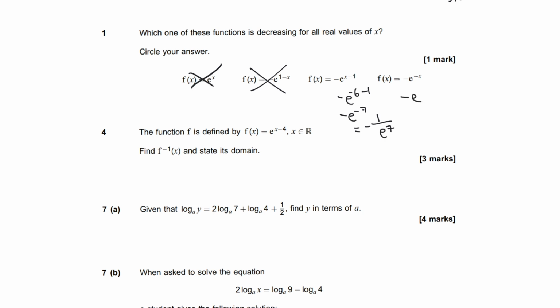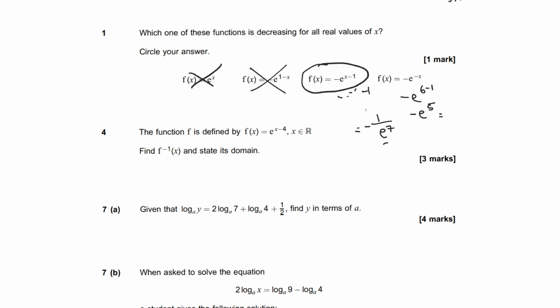So minus e and then 6 minus 1. So then if you have minus e and then 5, we can see that, again, that is an extremely negative number. And that's a bigger negative number than this one. So we can say that this function is decreasing.